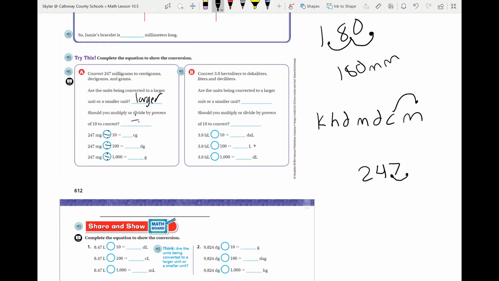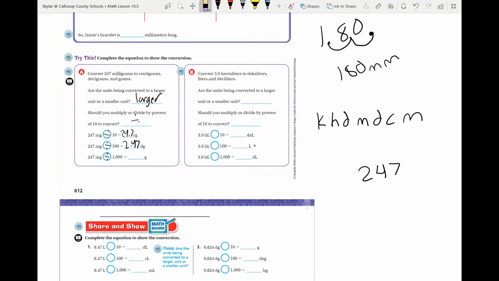We've got 24.7. If we were to go to decigrams, we go once, twice, so we move our decimal point once, twice, and you've got 2.47.